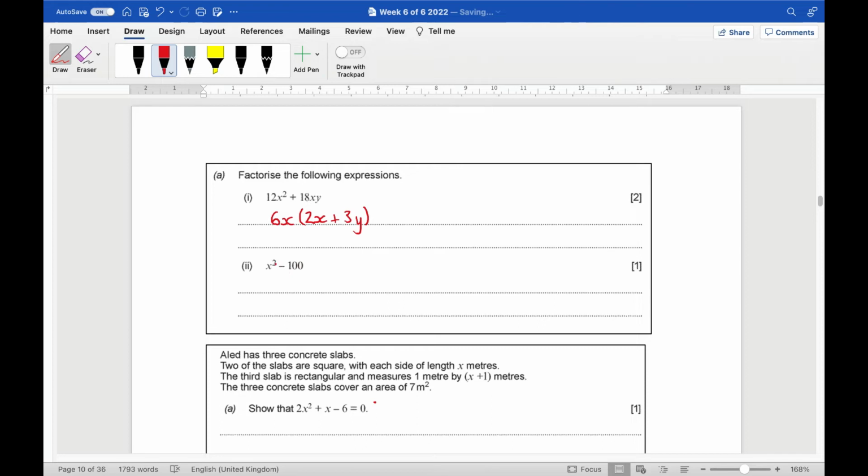There's no number I can take out for a single bracket. There's no letter I can take out for a single bracket. Yet they don't look like a quadratic. And there's a fourth type of factorising called the difference of two squares.